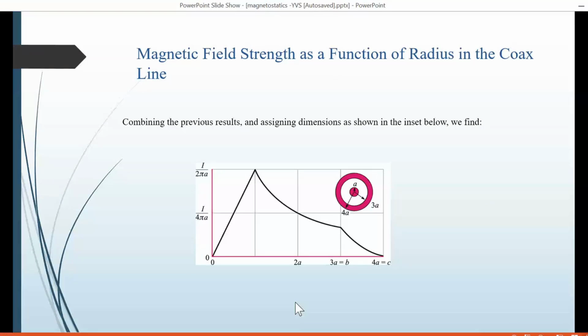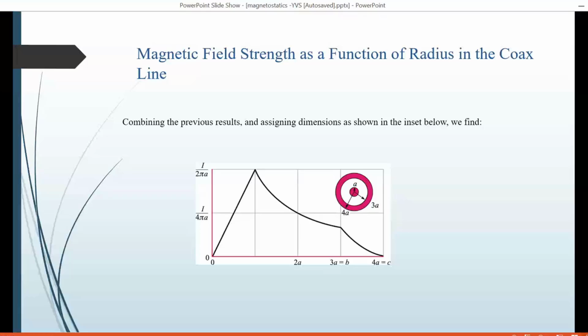Now the last figure discusses all the results, all the values of H as a function of radius in case of a coaxial cable. I upon 2 pi a is the maximum value of intensity, found at r equal to a. After that the intensity goes on decreasing as the radius increases, and it becomes exactly 0 at radius equal to 4a.